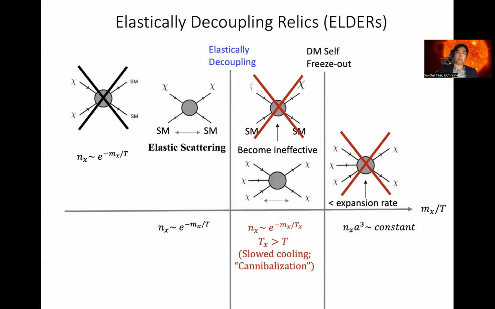Now, there's something that we propose called elastic decoupling relics. That is something different. In the early universe, you will still have the elastic scattering, but at some point, this process becomes ineffective. However, the annihilation actually freezes out earlier, so it becomes not important. But elastic scattering becomes unimportant, while the 3-to-2 is still functioning. And this 3-to-2 will actually cause excess heat. So it's called the slow cooling or cannibalization. And finally, after the self-interaction freezes out, you will enter the full freezeout scenario.